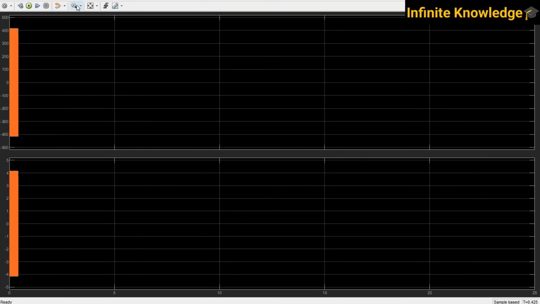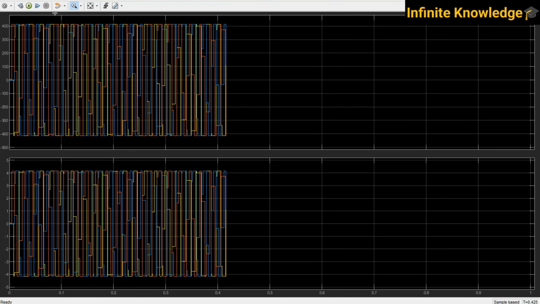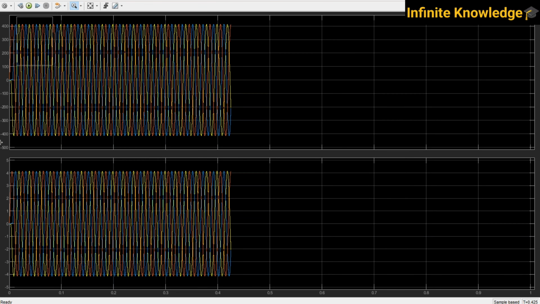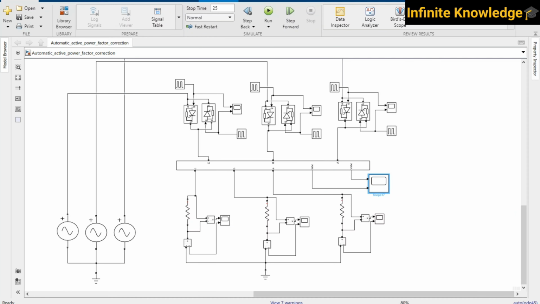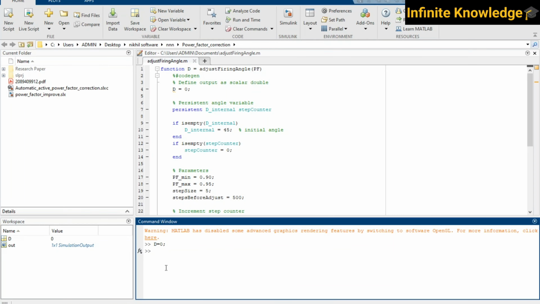If I check the voltage and current, you can see a pure sine wave is applied. This is just the initial condition, but you can see a pure sine wave, there is no control. Why is there no control? Because D is equal to 0 degrees, sorry, not 90 degrees.